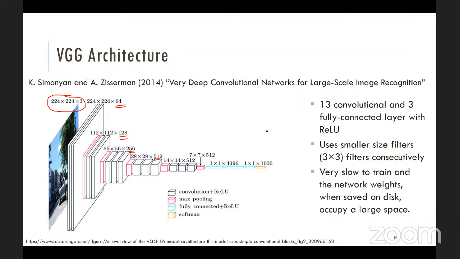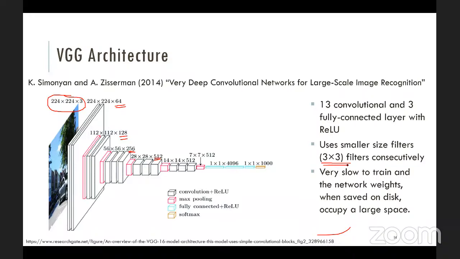But what does this architecture stand for? You can see that it contains 13 convolutional layers and 3 fully connected layers at the end. The important point is that earlier, in AlexNet, they used 11 cross 11 filters, and some other models also use large size filters. But here a trick was played, and I will tell you why I call it a trick. Here we have used smaller size filters, not big ones: 3 cross 3 for the convolutional layers and 2 cross 2 for max pooling.